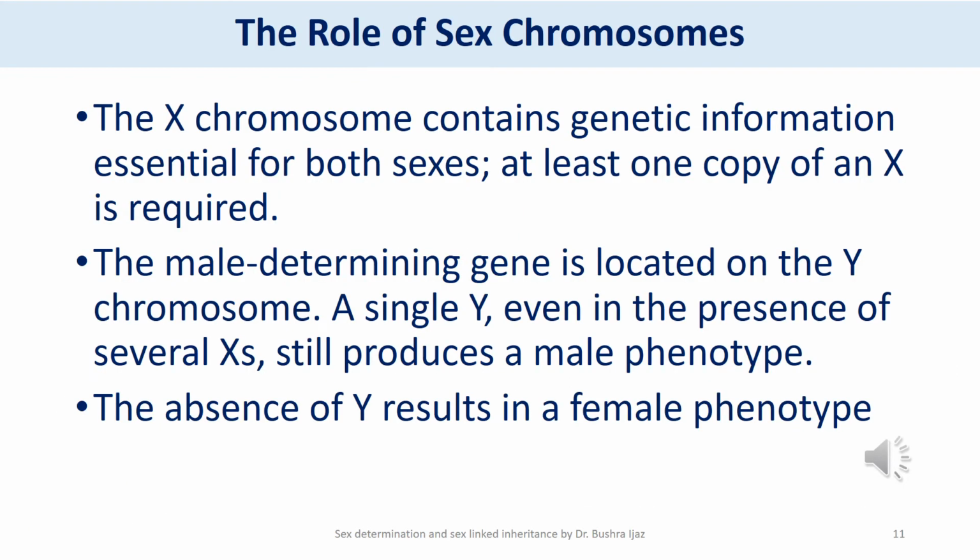The phenotypes associated with the sex chromosome anomalies allow us to make several inferences about the role of sex chromosomes in human sex determination. For example, number 1, the X chromosome contains genetic information which is essential for both sexes. At least one copy of an X chromosome is required for normal human development. Similarly, the male determining gene is located on the Y chromosome. A single copy of this chromosome, even in the presence of several X chromosomes, produces a male phenotype. The absence of the Y chromosome results in a female phenotype.